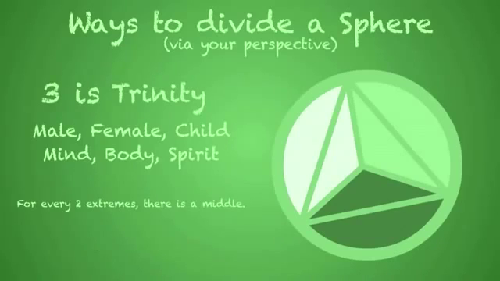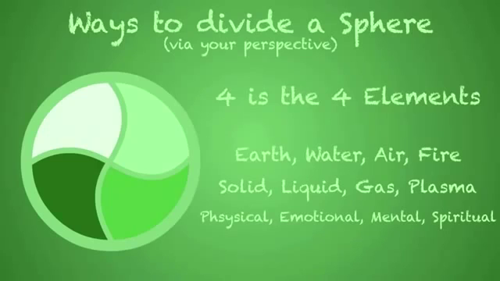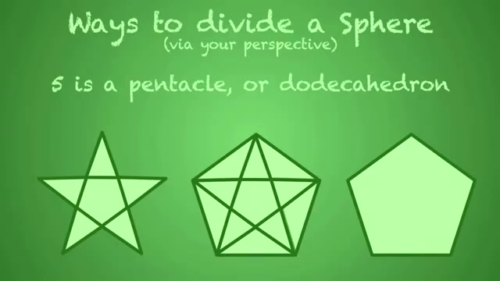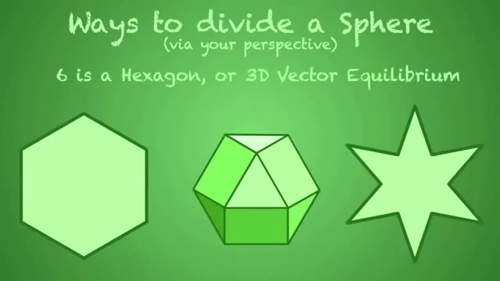If you look through three, you see a trinity: mind, body, spirit, male, female, child, up, down, middle, black, white, gray, or even little things like 111 or 333 on your clock. If you look through four, you see the four elements. They are the physical, mental, emotional, or spiritual, or perhaps 1111 on your clock. We can continue. 5 is the pentacle, as well as the dodecahedron. 6 is the vector equilibrium, or cuboctahedron, which we'll talk about in a few minutes.